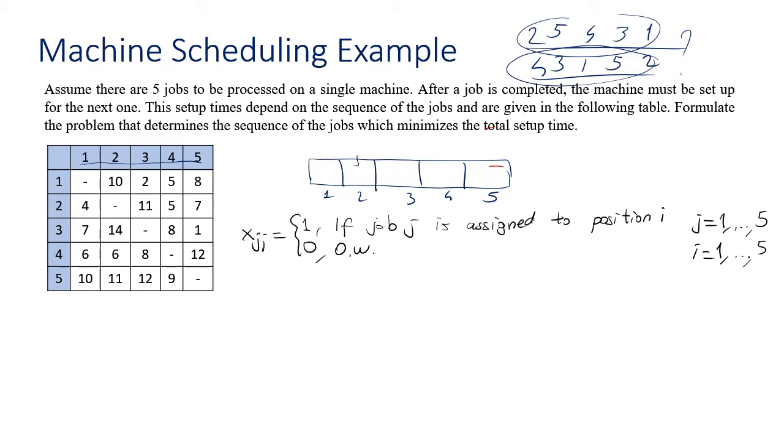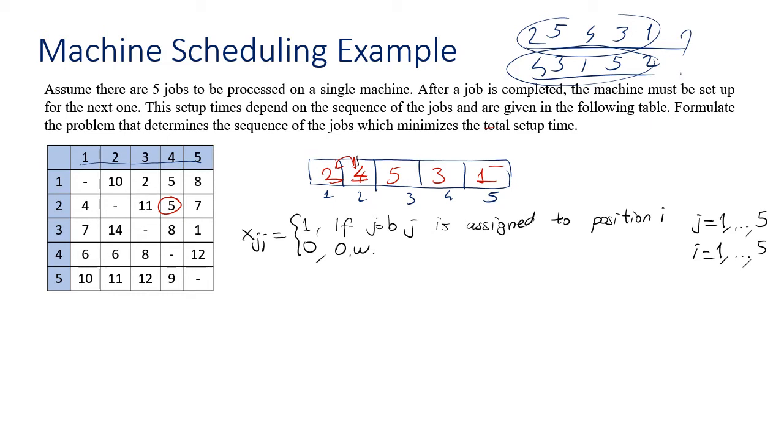So let me write it here. Let's say the order is 2, 4, then maybe 5, 3, and 1. If this is the order, then since job 4 follows job 2, the setup time will be 5 units. So in the objective function, somehow I need to be able to write this. But how? Using this decision variable.